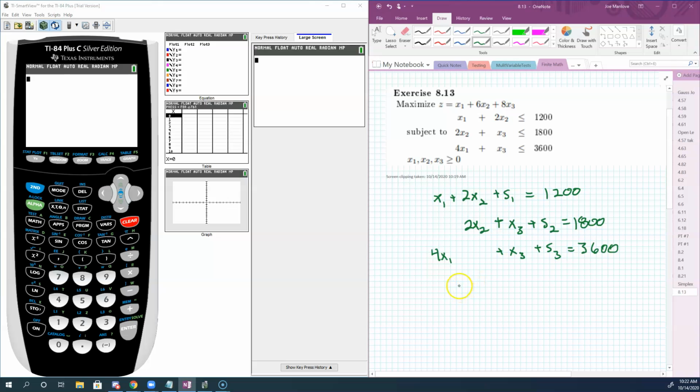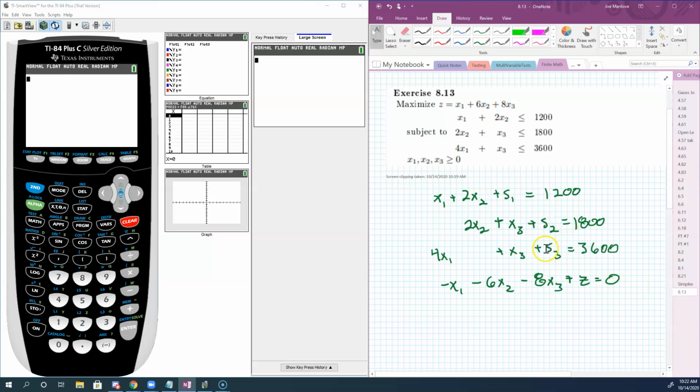And then I also need to rearrange my profit equation. So how does that go? You subtract all of the different x's on the right. You subtract them from z, and so that they equal 0. Okay, so I have minus x1 minus 6x2 minus 8x3 plus z equals 0, right?